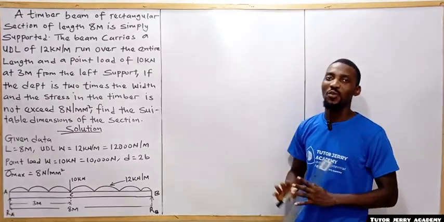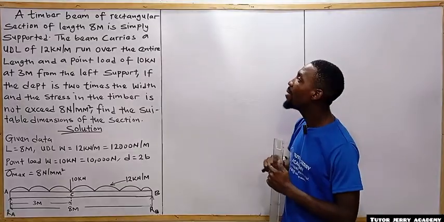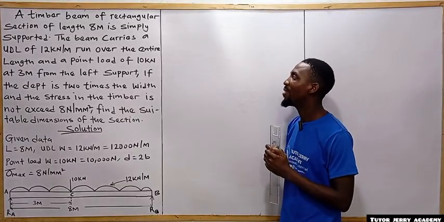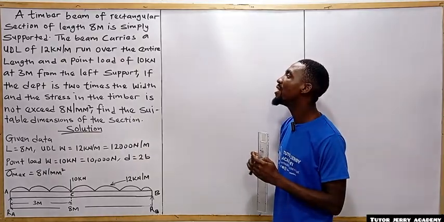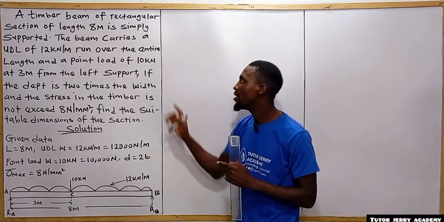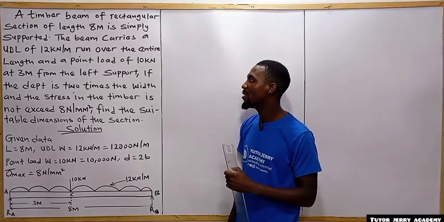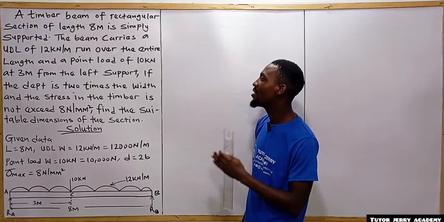Welcome. Let's solve a question on bending stresses in a beam. A timber beam of rectangular section, of length 8 meters, is simply supported. The beam carries a UDL of 12 kN per meter run over the entire length and a point load of 10 kN at 3 meters from the left support.